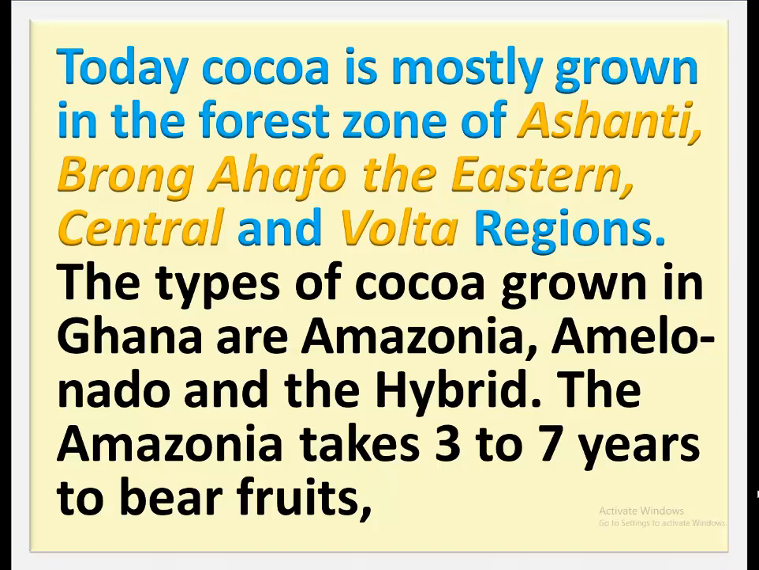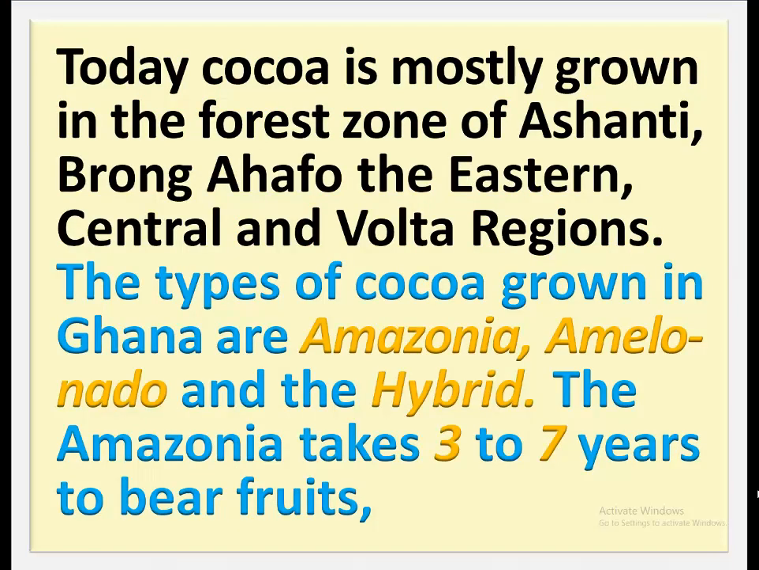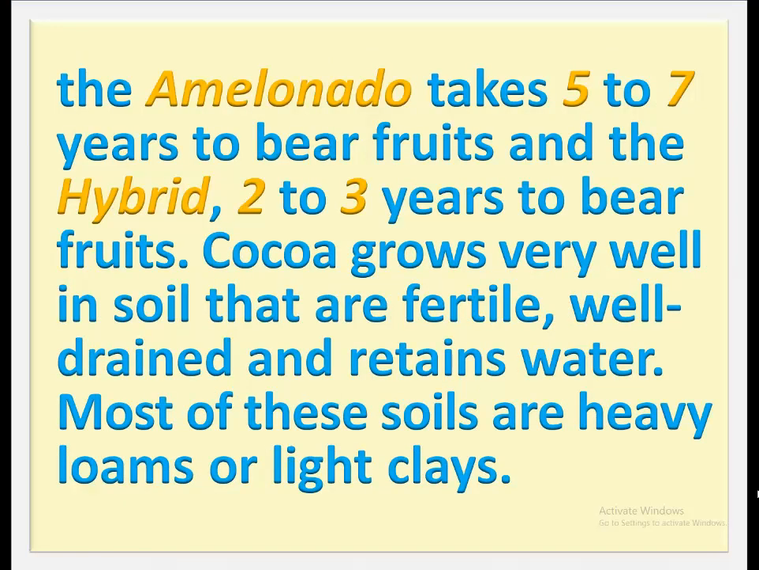Today cocoa is mostly grown in the forest zone of Ashanti, Brong Ahafo, the Eastern, Central and Volta regions. The types of cocoa grown in Ghana are Amazonia, Amelonado and the hybrid. The Amazonia takes 3 to 7 years to bear fruits, the Amelonado takes 5 to 7 years to bear fruits, and the hybrid, 2 to 3 years to bear fruits.